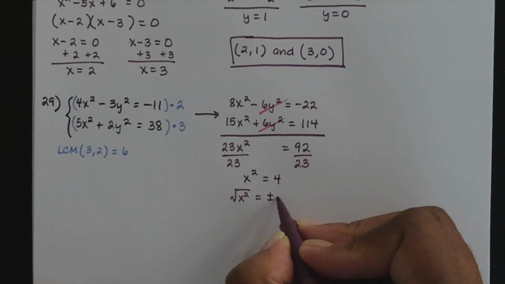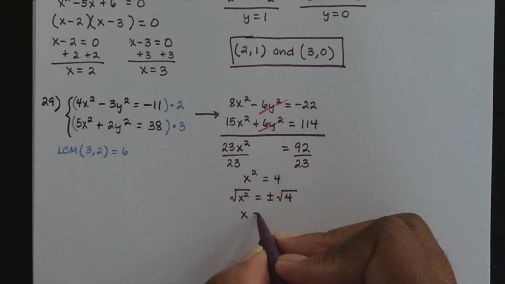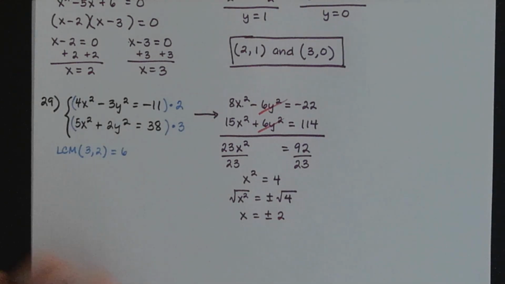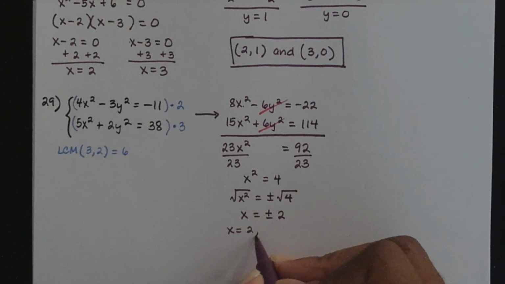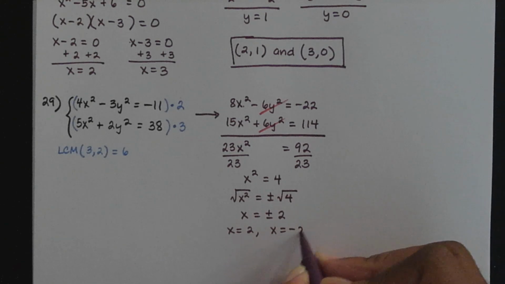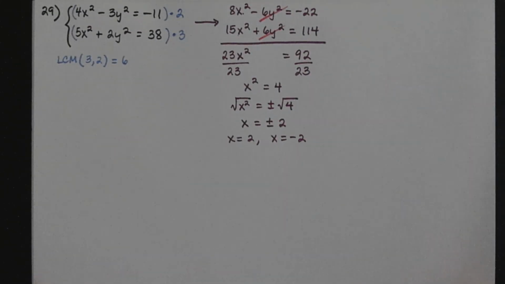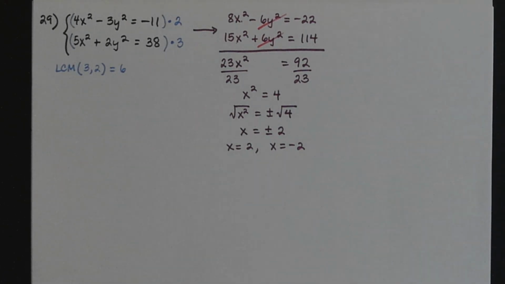And of course, you have to include that plus or minus symbol if you take the square root on both sides of an equation. So the square root of x squared is x, equals plus or minus the square root of 4, which is 2. So here x will be equal to 2. And that, of course, means x is equal to 2, x equal negative 2. And for each x value, we need to find out what y is using one of the two original equations that we started off with.